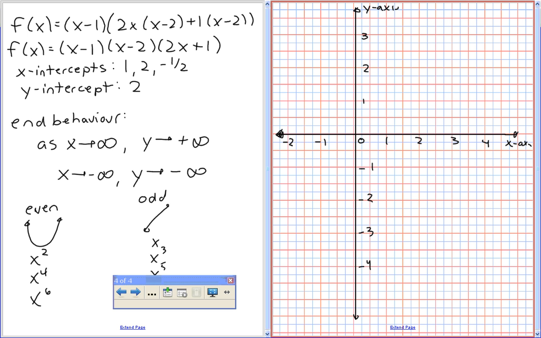What I'm going to do, I'm going to draw my roots here, and then I'm going to ask a question. So it's going to be -1/2, it's right here. 2 is going to be right here. What else do we have? 1 is going to be here, and 2 is going to be here. Has your question happened yet?